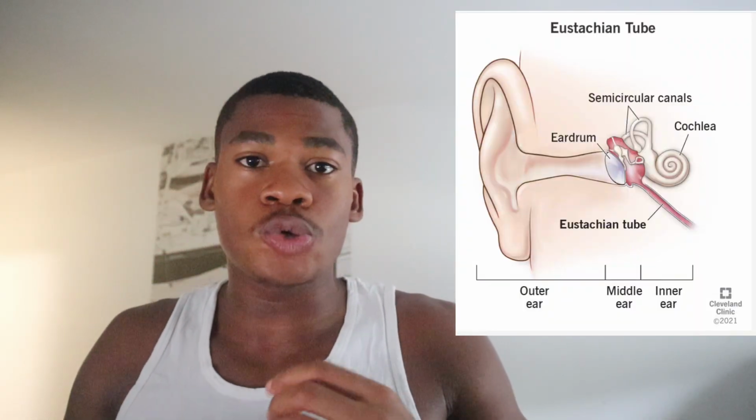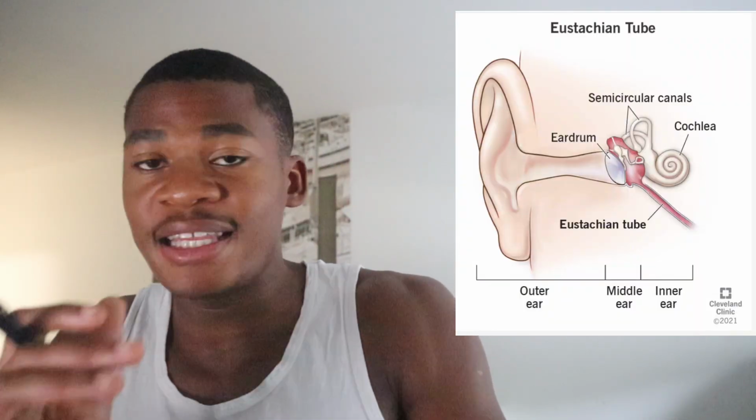The next structure I want to talk about is your Eustachian tube, which is also called your auditory tube. That basically connects the middle ear to the nasopharynx, and the whole purpose of that is to equalize air pressure. So your Eustachian tube is very important, and it is a middle ear structure.